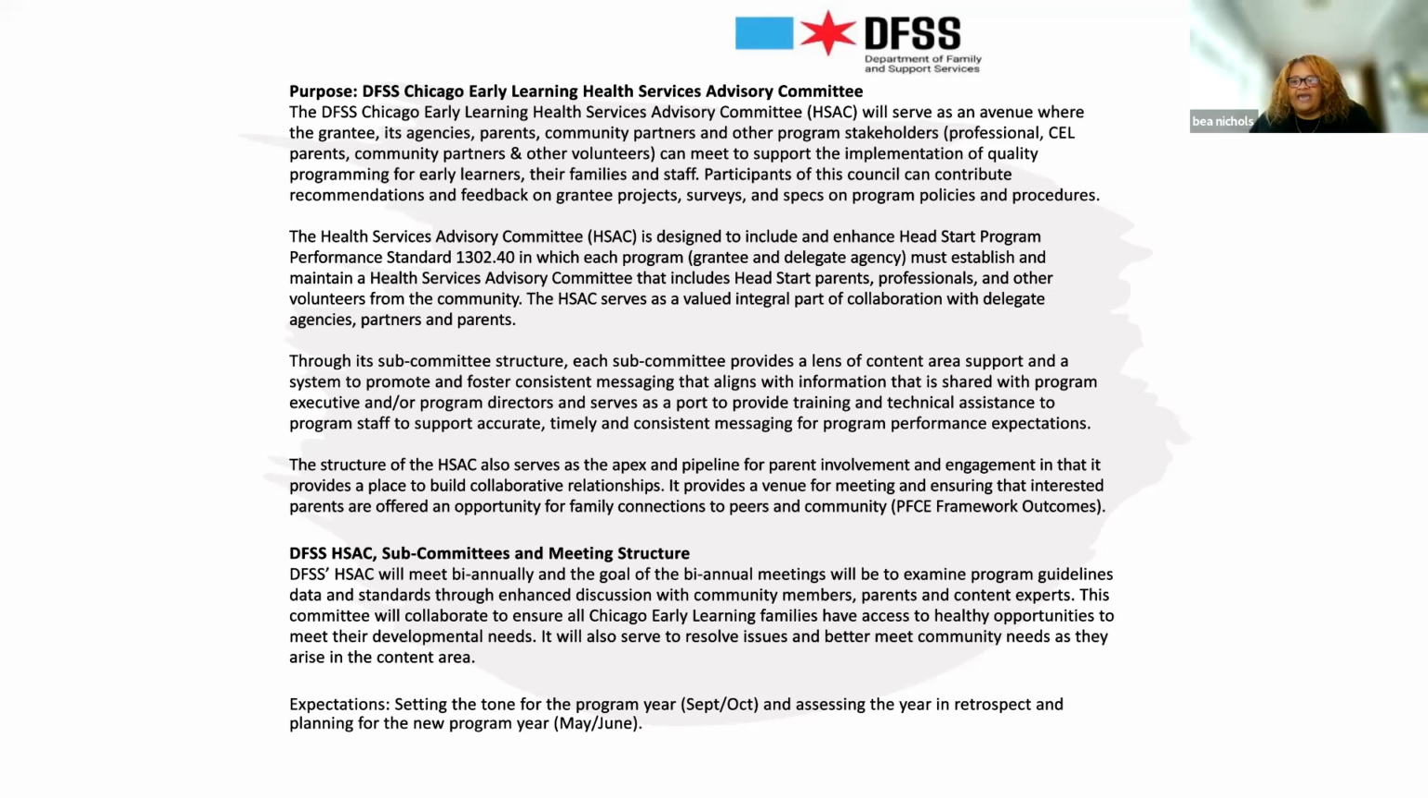So the purpose of the HSAC. The purpose of the HSAC is to be able to share all of our health experiences, to review and analyze DFSS's data as it relates to health, and to guide discussions around health, establish goals, find solutions, because we know that there are some health disparities that you as our agencies and families and other stakeholders are experiencing. And so we want to know what those are, and we want to engage in finding solutions to those health disparities.